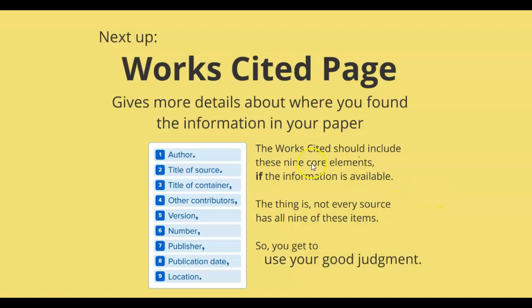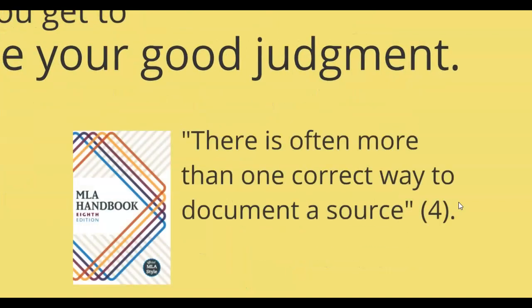The works cited should include these 9 core elements if the information is available. So what does that mean? These 9 elements are not always going to be found. So just because you find the title of the source doesn't mean it has a container, number 3, okay? So basically, they tell you in the MLA 8th edition book to just use your good judgment. And as it states on page 4 in the MLA handbook, there's often more than one correct way to document a source.